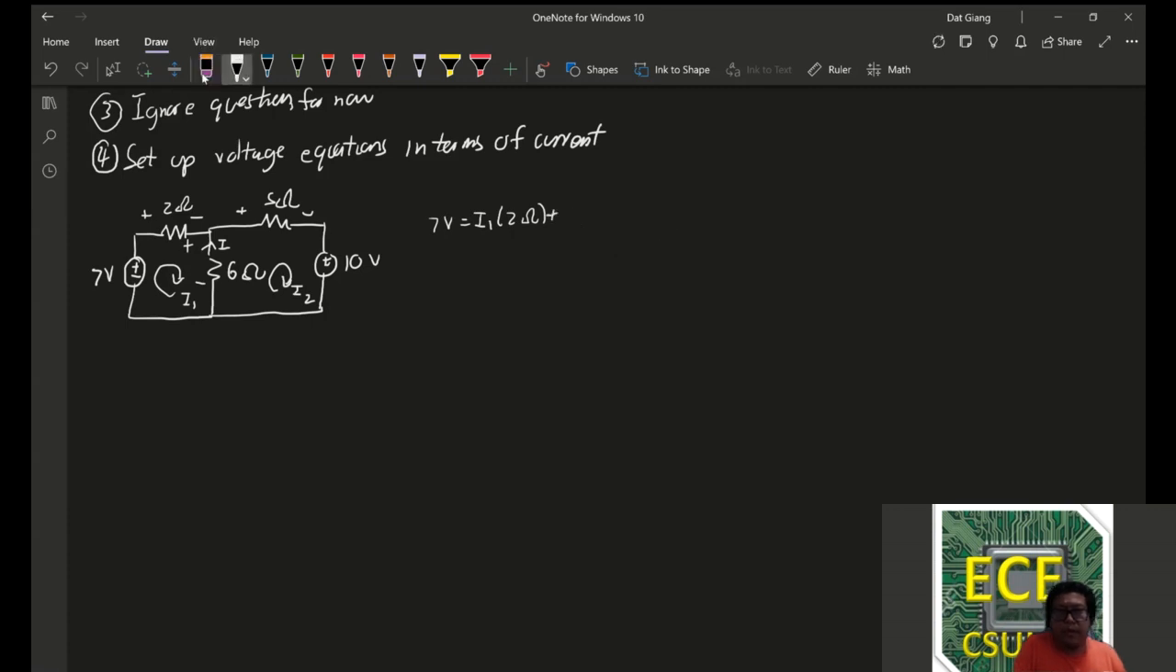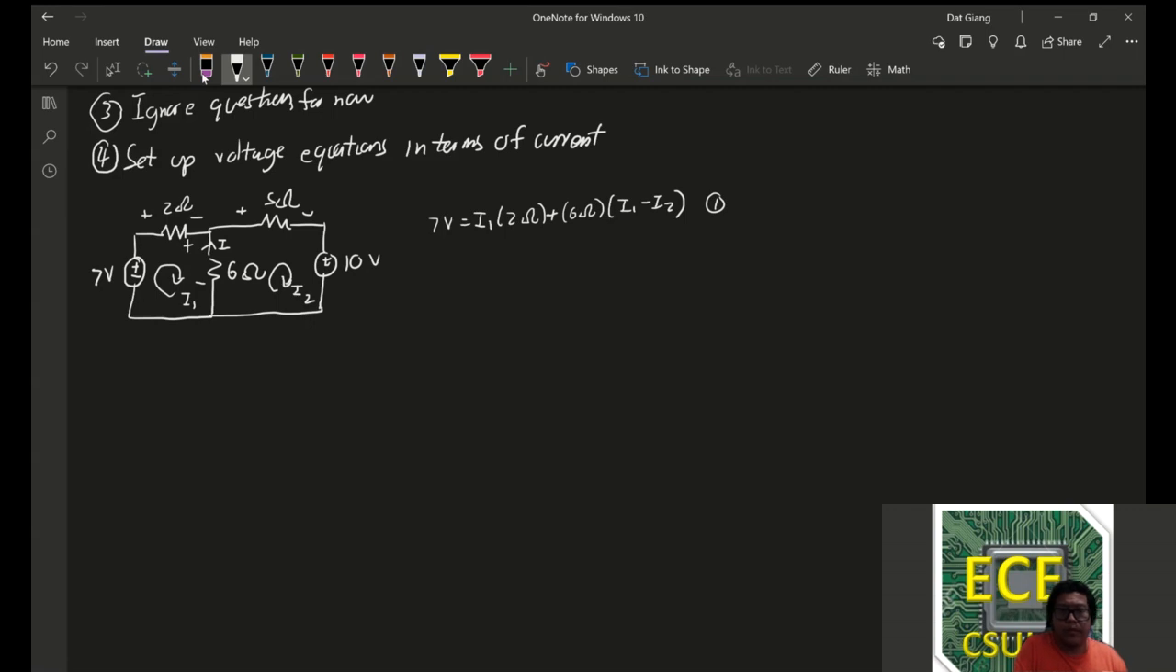Okay, so in this situation, current I1 sees positive first, so it's going to be positive. But current I2 sees negative first, so it's going to see negative. And so it leads us to this 6 ohms times I1 minus I2. Okay, and that's for one loop.